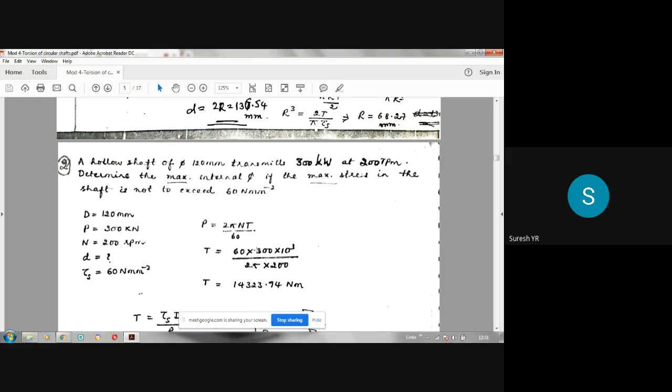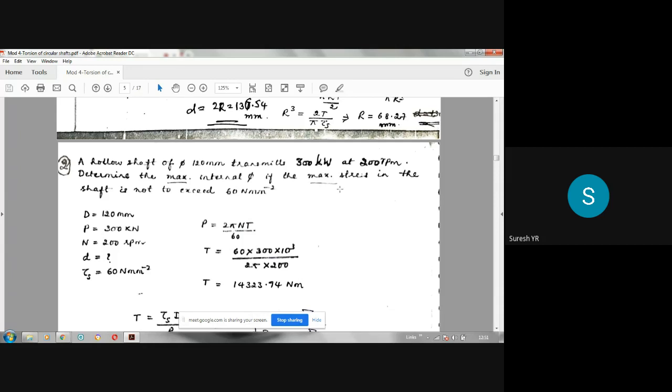So 60 into 300 into 10 cube divided by 2 pi n. 2 pi into n, where n is 200 rpm. So this is the formula. N should be in rpm. If you simplify this, you will get this value. But this will be in Newton meter. Why is it in Newton meter?